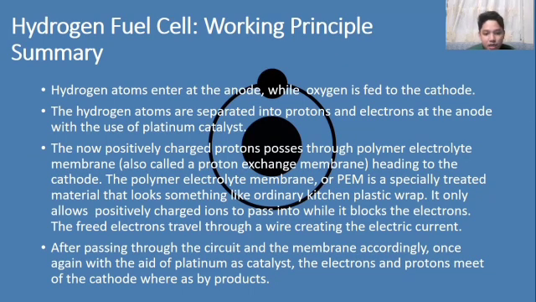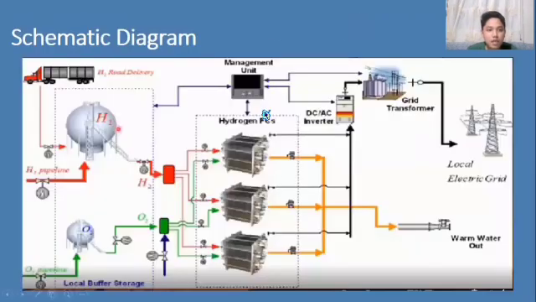After passing through the circuit and the membrane, once again with the aid of platinum as catalyst, the electrons and protons meet at the cathode, whereas byproducts. Hindi ko mabasa. Nakaharang kita. Whereas byproducts. Next. Schematic diagram. Ito yung example ng schematic diagram.